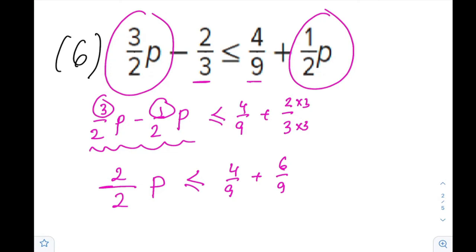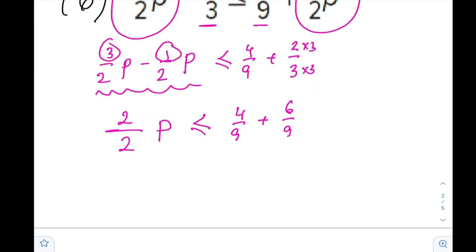Of course, you can do that using calculator, but I'm doing it mentally. 2 over 2, 1. So we have p less than or equal. Keeping the denominator the same, 4 plus 6 is 10. So p less than or equal to 10 over 9, or it is 1 and 1 over 9.